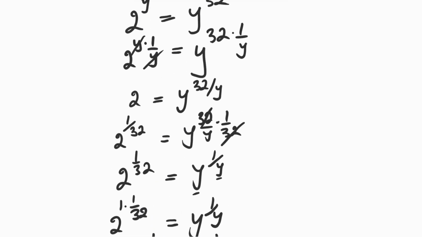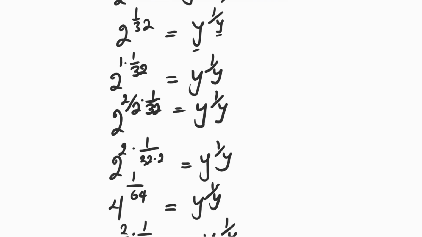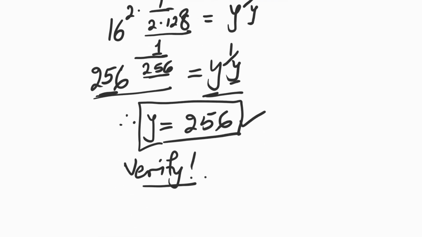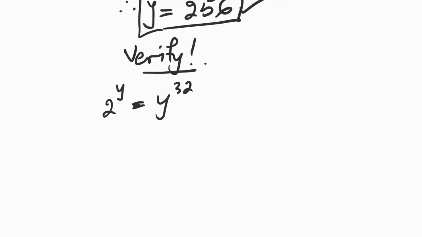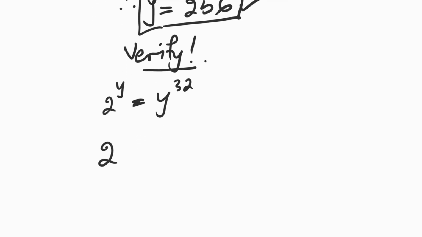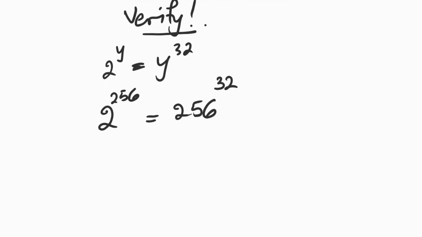So our question says that 2 raised to the power y is equal to y raised to the power 32. So our y is 256. So that's 2 raised to the power 256 equals 256 raised to the power 32. Now, 256 is the same thing as 2 raised to the power 8. If you multiply 2 8 times, you're going to get 256.